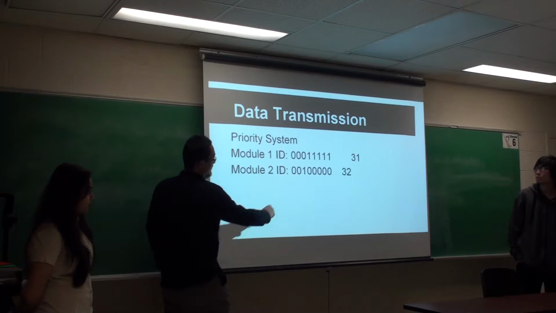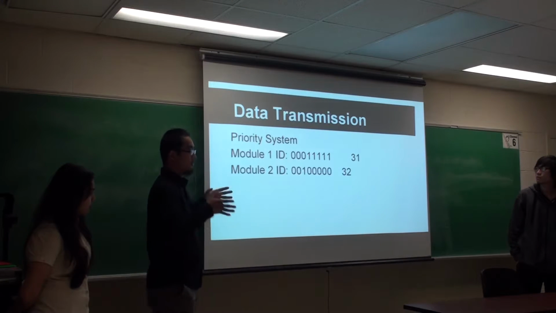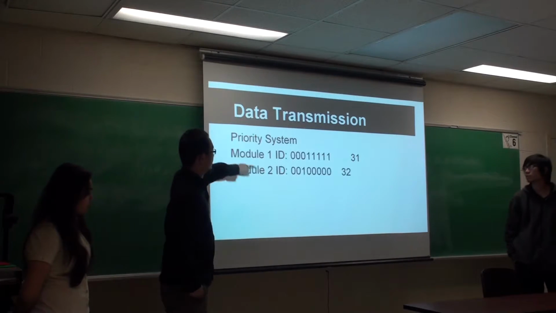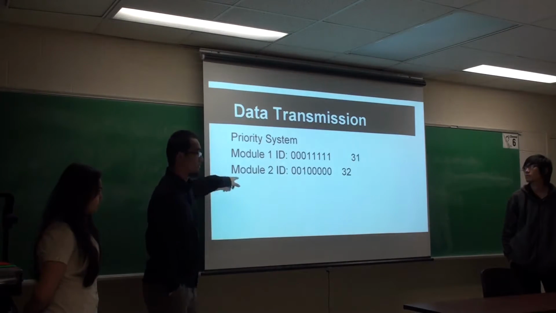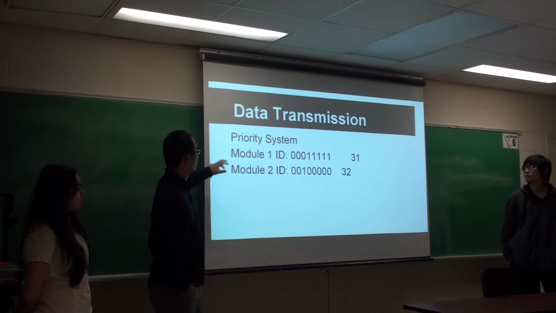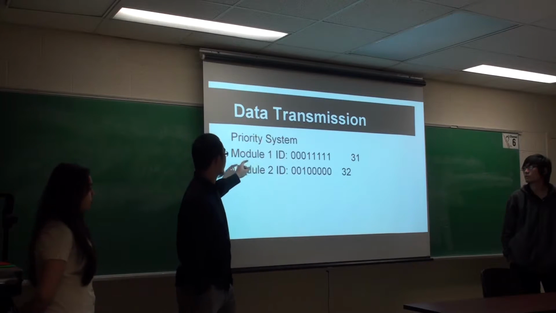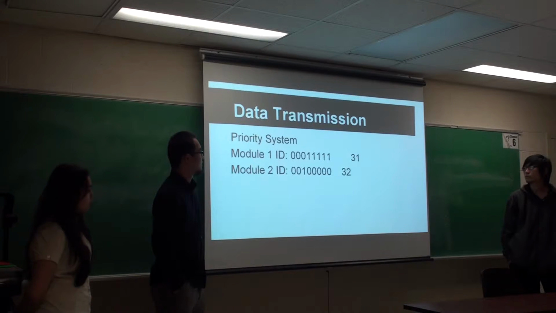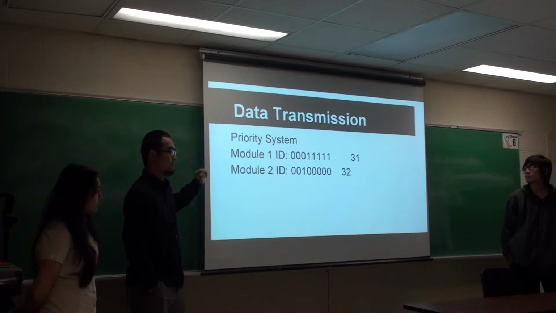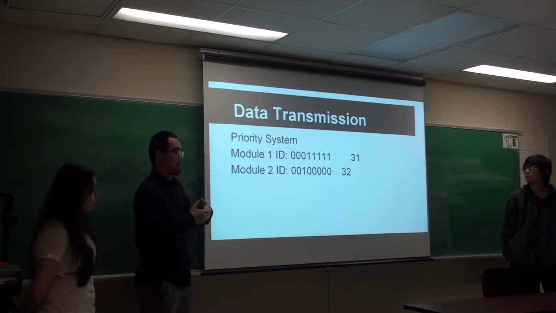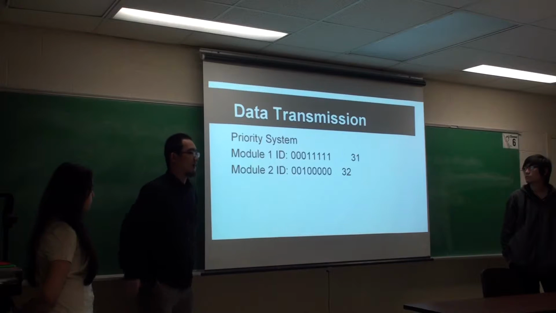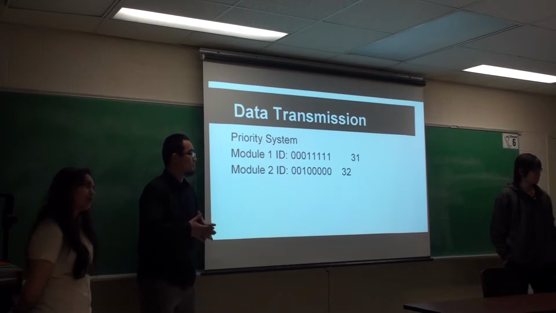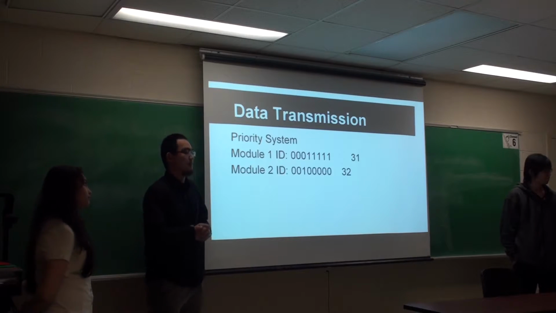So when they transmit the first two bits, they both transmit. But on the third bit, the dominant bit is a low bit, so module 2 will stop transmitting data, and it automatically only transmits data from module 1. So the priority system is used to avoid collisions between different modules sending data at the same time.